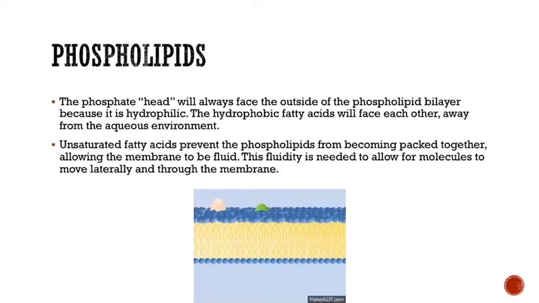And then generally, these phospholipids have at least one unsaturated fatty acid. So this prevents the phospholipids from becoming packed together, like we talked about earlier. Saturated fats can pack together easily because they can line up nicely. But you want the membrane to be fluid to allow molecules to pass through it, and also allow membrane-bound molecules to stay within the membrane. So unsaturated fatty acids just prevent the fatty acids from packing together and allow fluidity throughout the membrane.